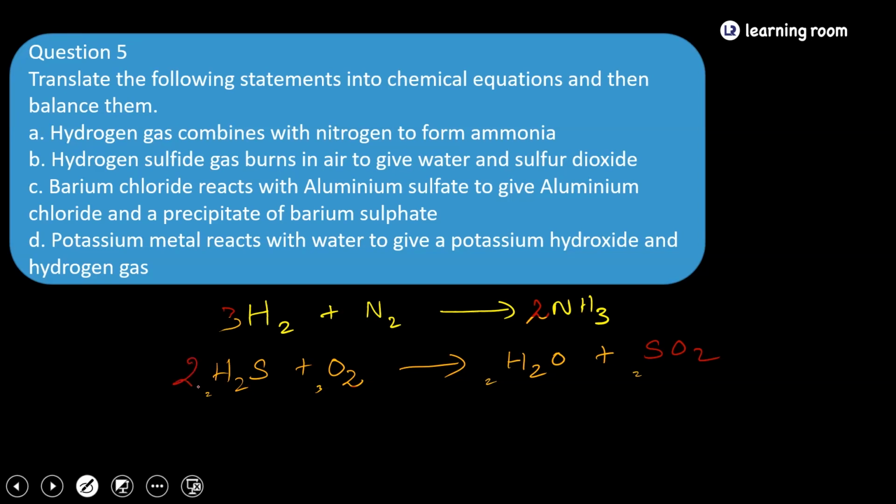So when you have 2 moles of hydrogen sulfide and 3 moles of oxygen, it gives 2 moles of water and 2 moles of sulfur dioxide. So now you check, 4 hydrogen is there, correct? 2 sulfur is there, 6 oxygen is there. Here 4 hydrogen, 2 oxygen plus 4 oxygen plus 2 sulfur. So totally it is balanced, right? Correct? Did it balance?